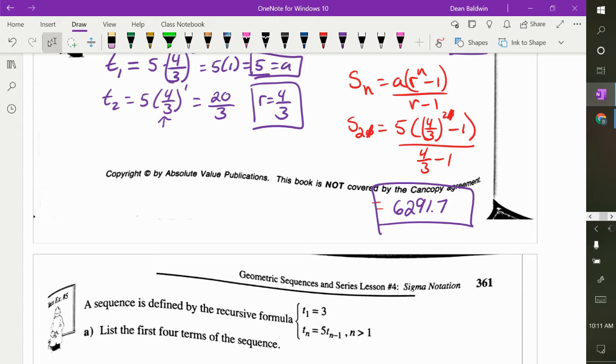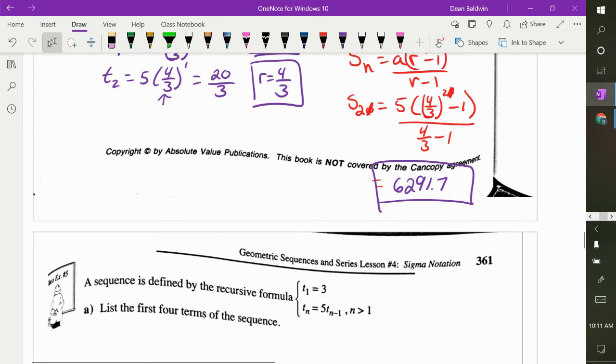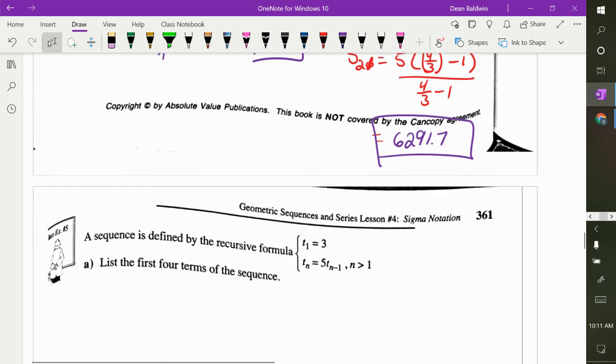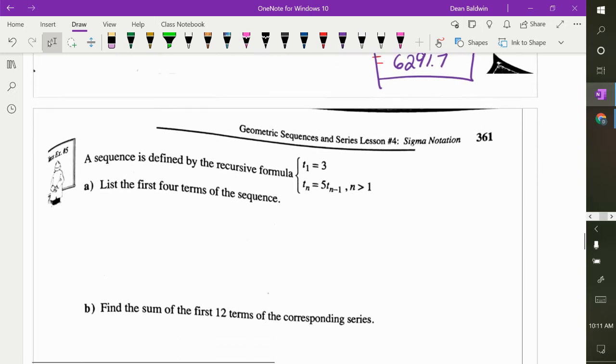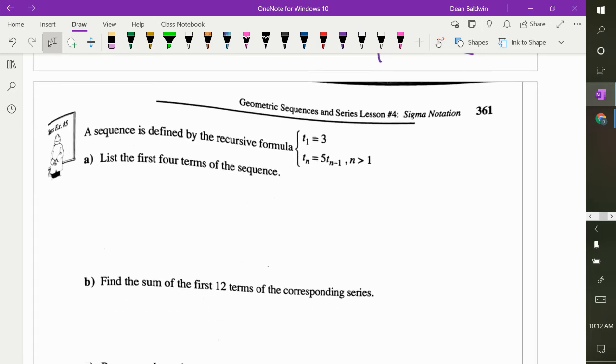All right, one more with 3 parts, but it's not too bad. Okay. Ready, set? All right. Now we have a sequence defined by this formula. The first term, t1 is equal to 3. Every other term is defined by t of n is equal to 5 times t of n minus 1. All right, list the first 4 terms.